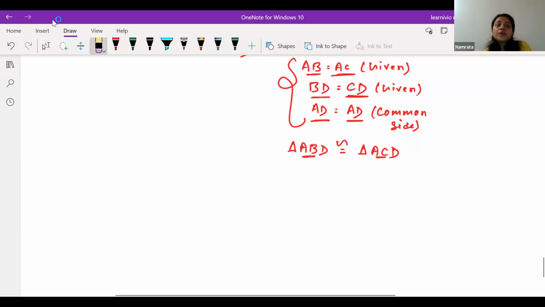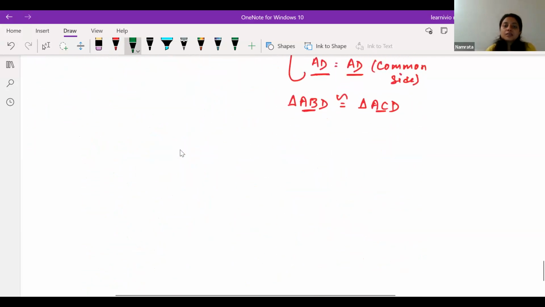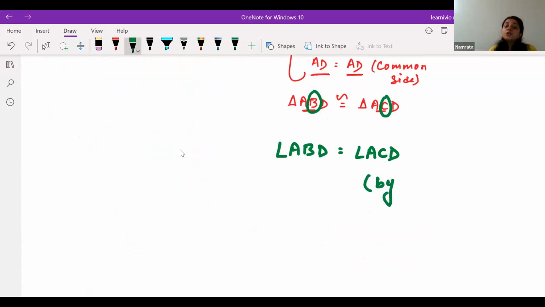If you look at the name of the triangle carefully, here angle B is equal to angle C. So we can see B and C, both the angles are the same by CPCT. So let's name it. We can say angle ABD is equal to angle ACD. How? By CPCT, because both are corresponding parts of congruent triangles, and hence we are done.